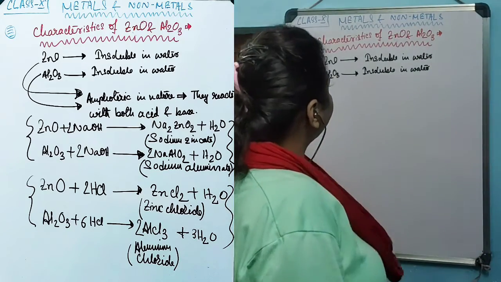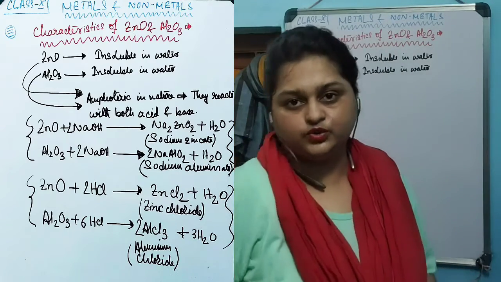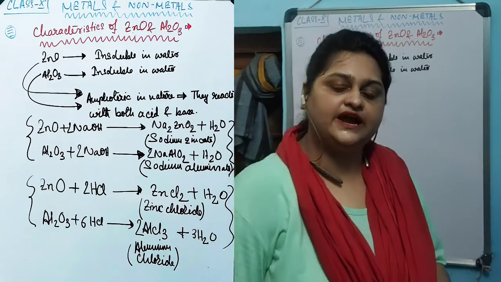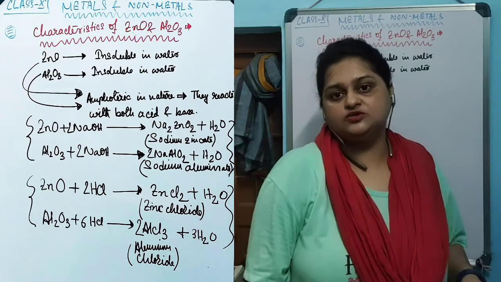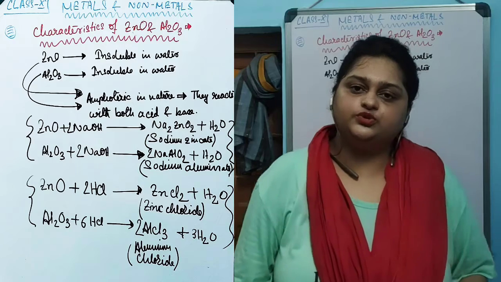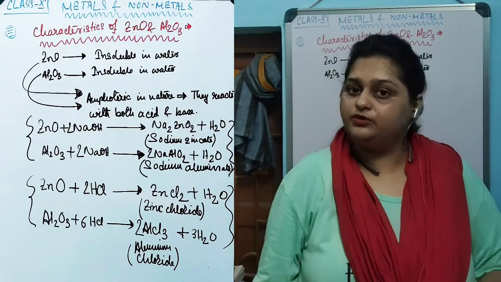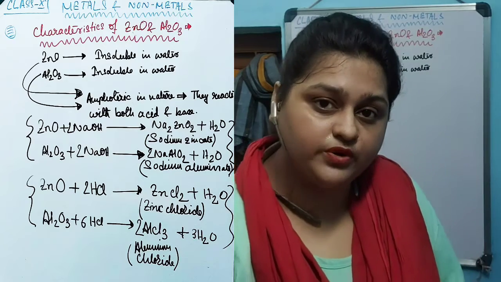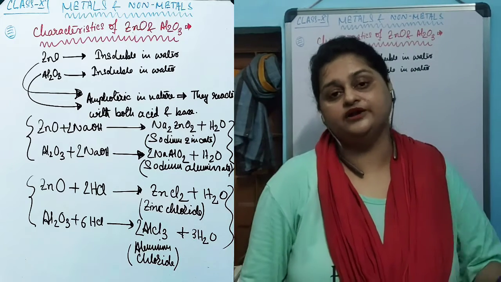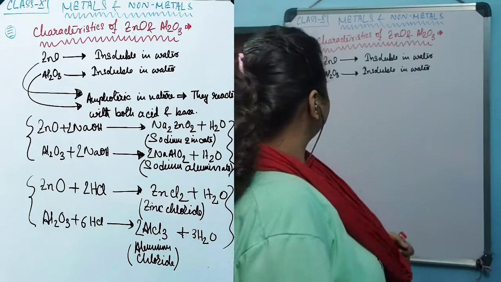Another difference these oxides have compared to alkali oxides like sodium oxide and potassium oxide is that sodium oxide and potassium oxide are basic in nature. The aqueous solution of sodium oxide or potassium oxide turns red litmus paper blue. They produce sodium hydroxide and potassium hydroxide when dissolved in water.